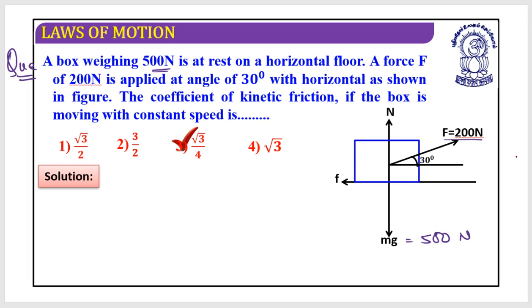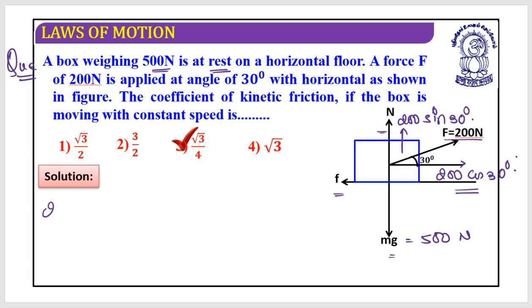Okay, so how could you do this? First, let's understand that this is 200 Newton, this is 200 cos 30 degrees, and in this direction it's 200 sin 30 degrees. As it says that it is at rest on a horizontal floor, that means the total forces applying in the positive x direction must be equal to the total forces applying in the negative x direction. The same is true for the vertical direction as well.